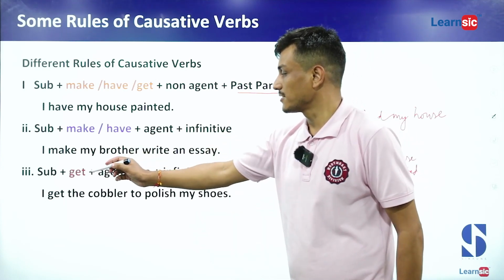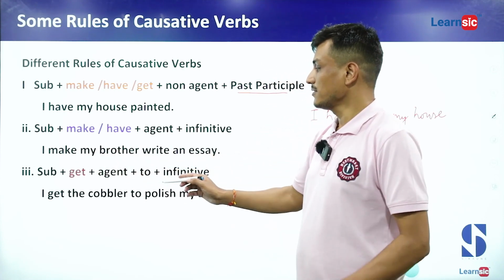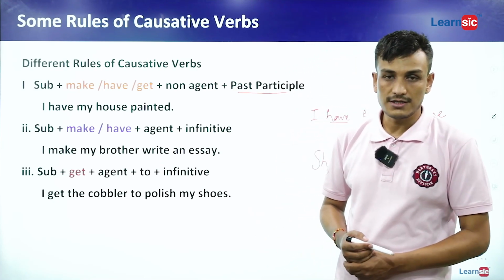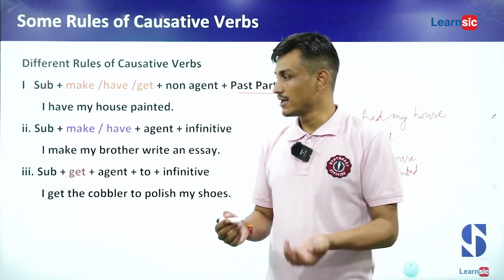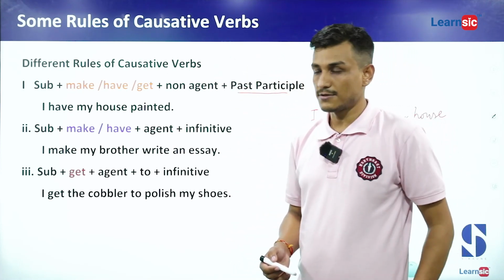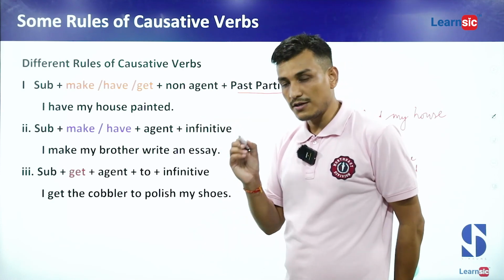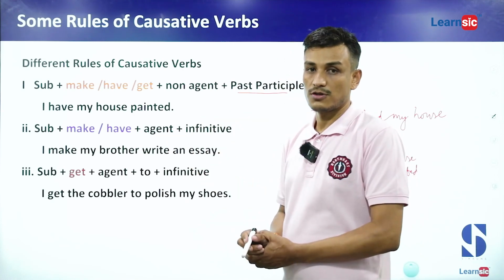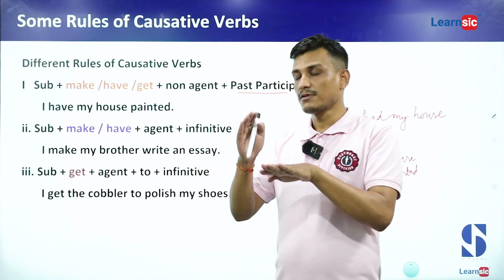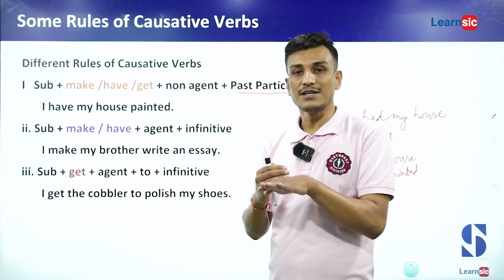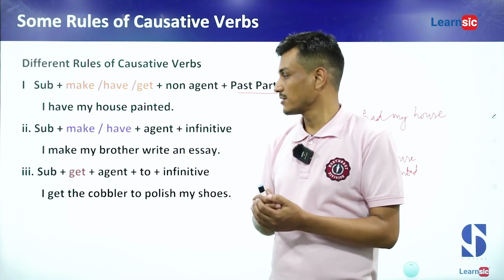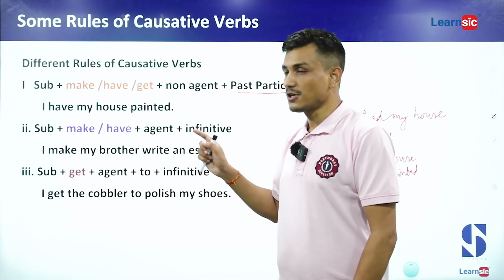Here is an example. I make my brother write an essay. I have my brother write an essay. I am having my brother write an essay. I am making my brother write an essay. So, whatever you write, you should be careful whether there is an agent or not. If make or have plus agent, then you should go for the bare infinitive. I mean to say only the infinitive, not to plus verb one. So this is rule number two.